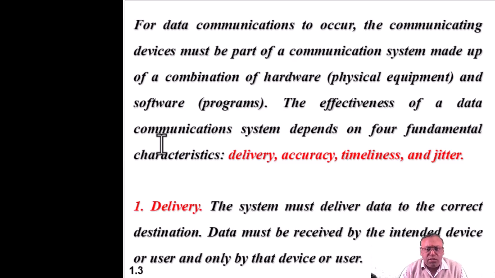So delivery means that our data should reach the correct destination. As per the definition, you can read from the slide also, the system must deliver data to the correct destination. It means the address of the destination should be defined and data must be received by the intended device or user and only by that device or user. It can be done only when we define an exact address. So in computer network we use IP addresses for the correct delivery.